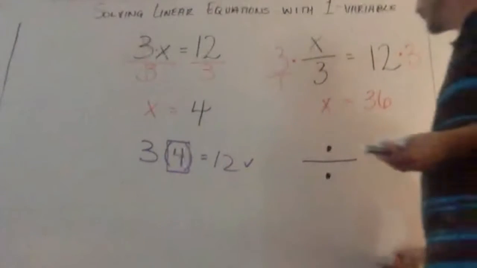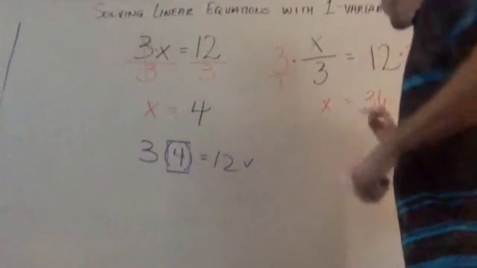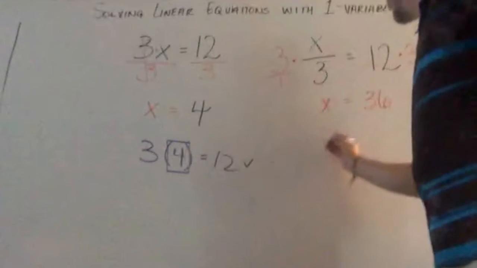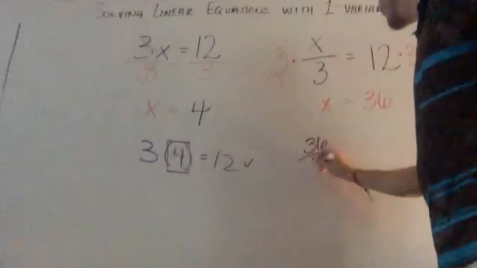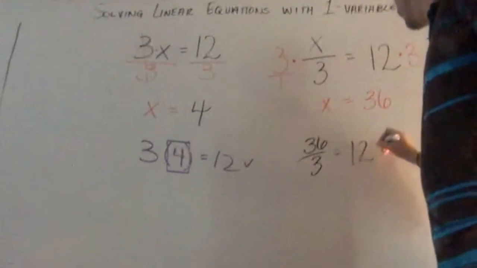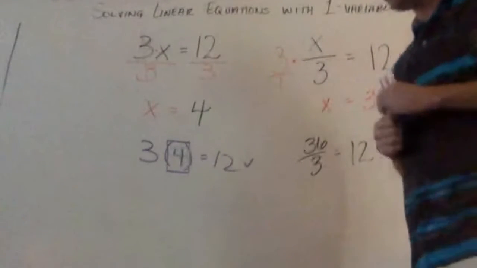So let's check again. X is 36, so 36 divided by 3 does in fact equal 12. So I checked that off, so I'm good.